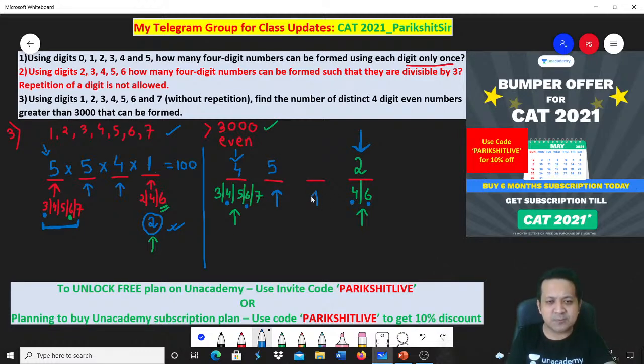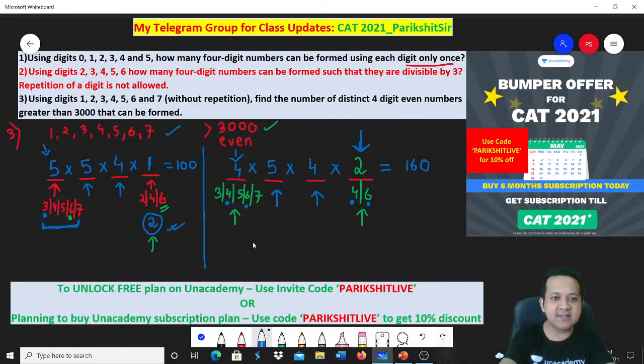Next, tens place. Remember, repetition is not allowed. So out of the 7 digits, till now you have selected 3 digits. So 7 minus 3, how many are remaining? 4 digits. Any 4 digits can come here. So what's your answer for scenario 2? 4 into 5 into 4 into 2. So 4 into 5, 20, 20 into 4, 80, 80 into 2, 160. Correct?